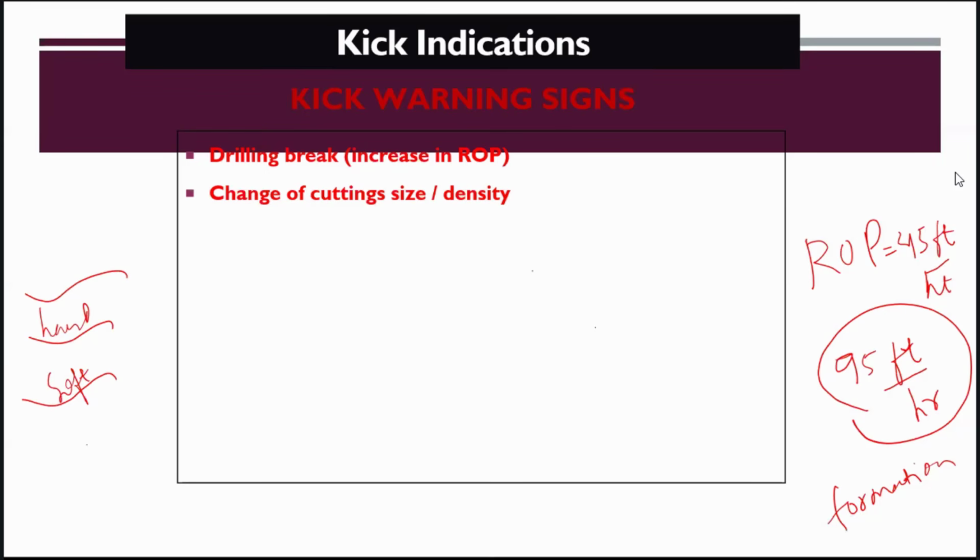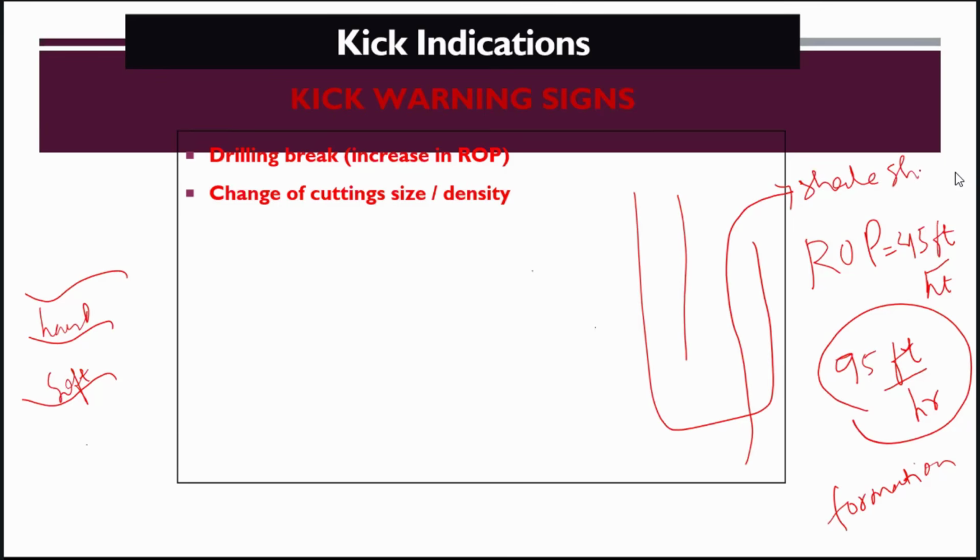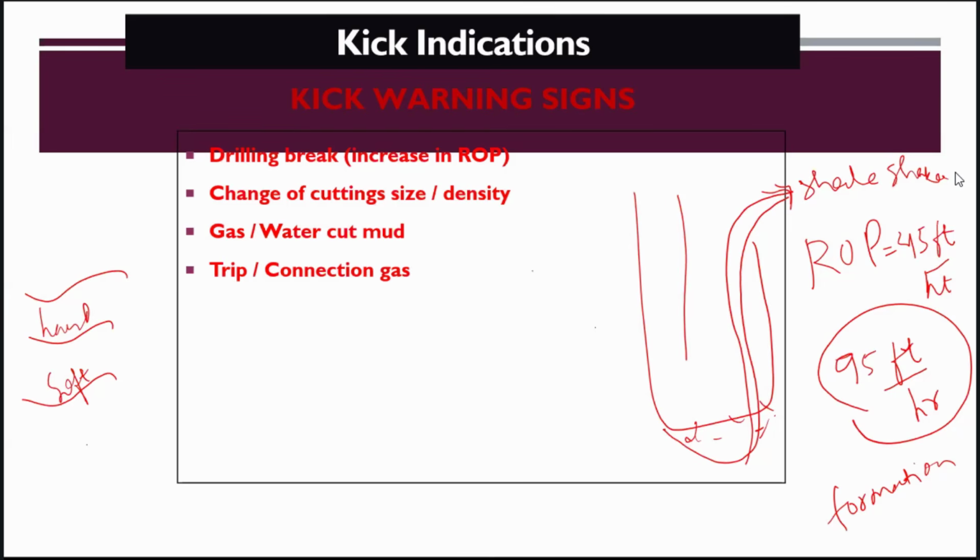You have to monitor the cuttings. When you are drilling, the fluid from the annulus goes into the shale shaker, carrying all the cuttings we are cutting from the formation. Monitor the cuttings: what is the cutting size, what is the cutting density? That also indicates warning signs. If you are getting too much gas or water in the returning mud, that is also a warning sign. You have to stop and check the trip gas, connection gas, and background gas.